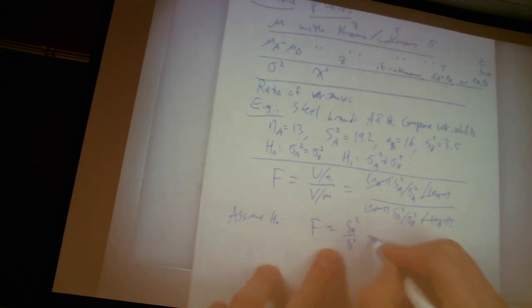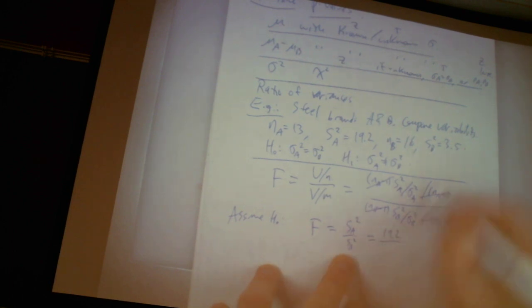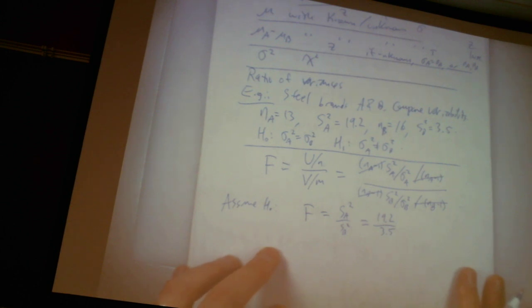Okay? S_A squared is 19.2, S_B squared is 3.5. And some of you asked if I could actually do the calculation so that you could see in front of you how they're done in Wolfram Alpha. So let's do that.